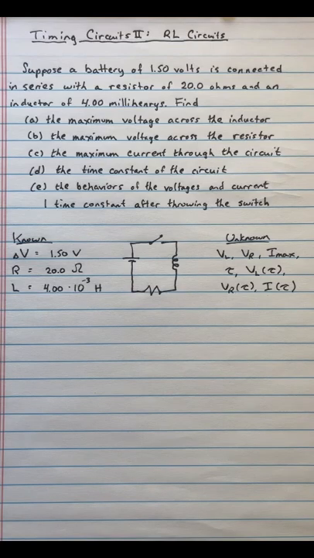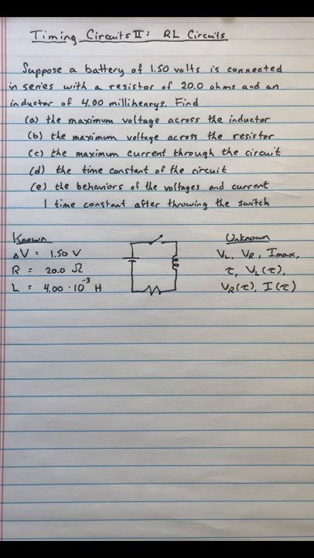Let's suppose we have a battery of 1.5 volts. We connect that in series with a resistor of 20 ohms and an inductor of 4 millihenries. Let's find the maximum voltage across the inductor, the maximum voltage across the resistor, the maximum current through the circuit. That's a hint as to what's going to happen. The time constant of the circuit, and the behaviors of the voltages and the current through the circuit, one time constant after we throw the switch.